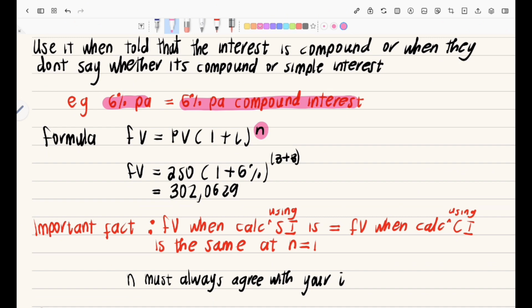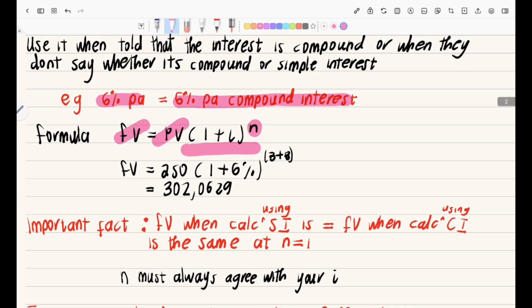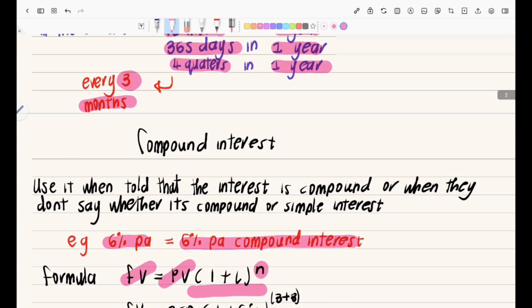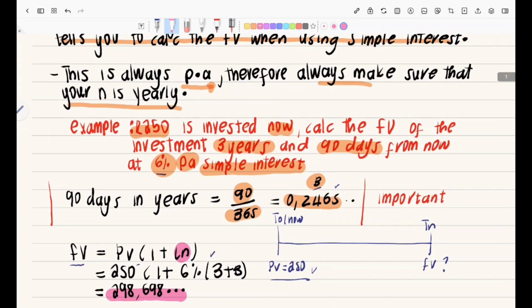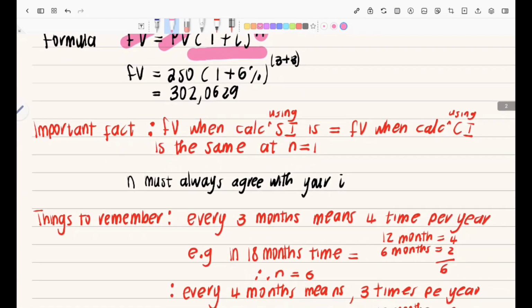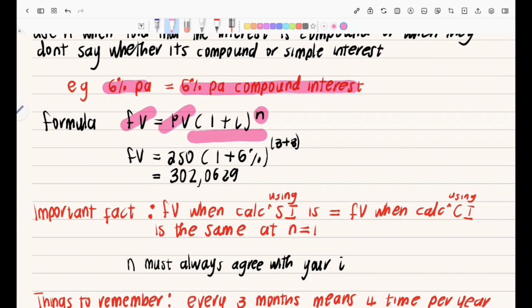The formula for this is future value is equal to the present value times 1 plus I, all raised to the power of n, all right? And if we just had to go back to the example that we were given. We were told that 250 rand is invested now, right? Calculate the future value of the investment 3 years and 90 days from now, using compound interest, right? So the present value is 250, 1 plus 6%, right? The 6% that I'm given here.